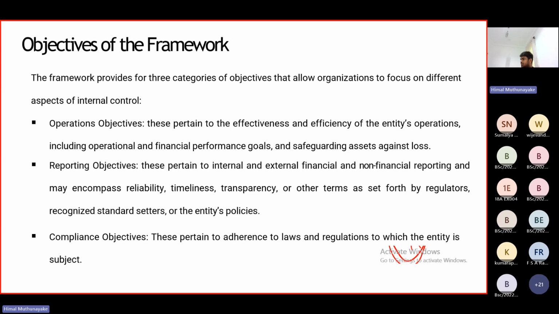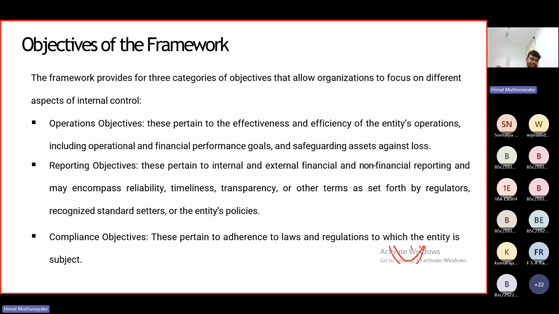Reporting objectives. So once you have performed something related to financial or non-financial things, you have to report it. When you are reporting it, you have to report it in a good way, according to the financial reporting framework. You need to report the things reliably, on time, with transparency. And you need to address the accounting standard setters' requirements. Like when you are doing the SLFRS 16, you need to follow the guidelines. When you are doing SLFRS revenue recognition, you need to follow the guidelines. To follow the guidelines, you need to have the internal controls to check whether these guidelines have been followed.